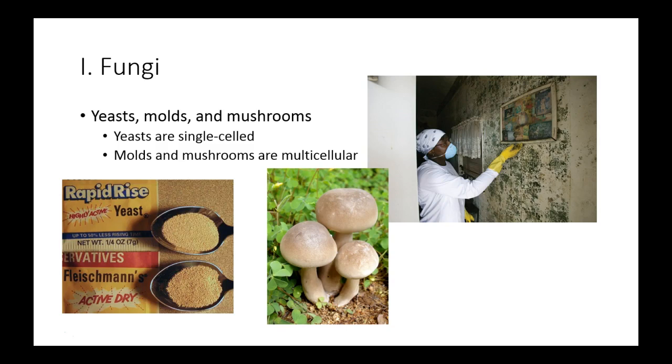This includes yeast, molds, and mushrooms. And molds and mushrooms are multicellular, while yeasts are single-celled. And so they do seem kind of drastically different, but they have a lot of things in common as well, one of which is chitin in their cell wall.